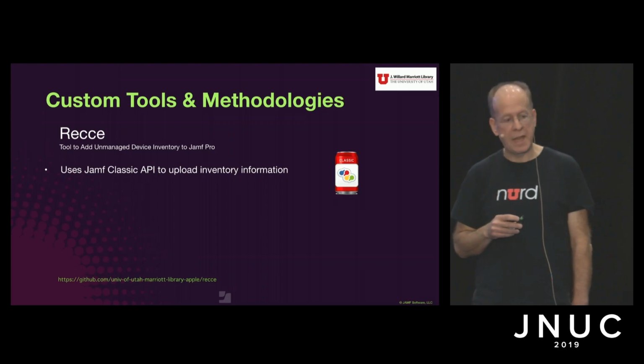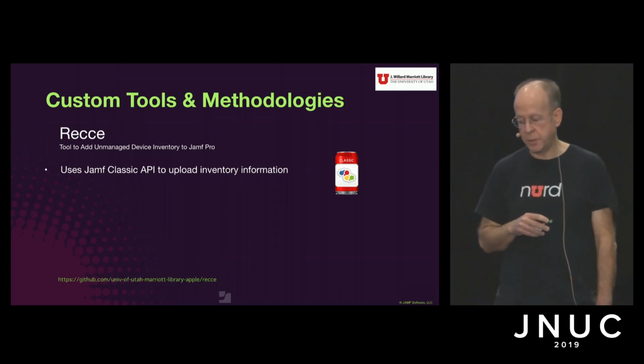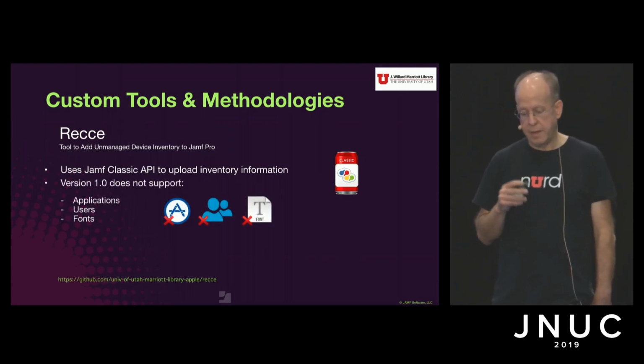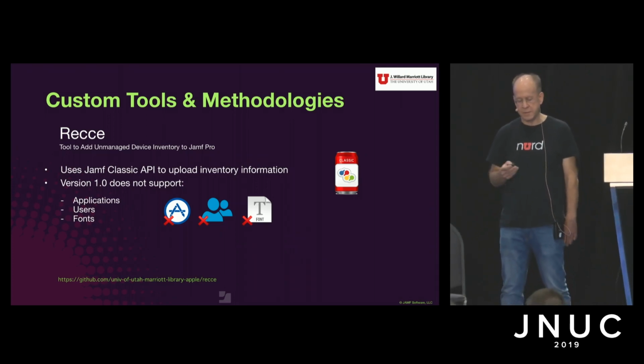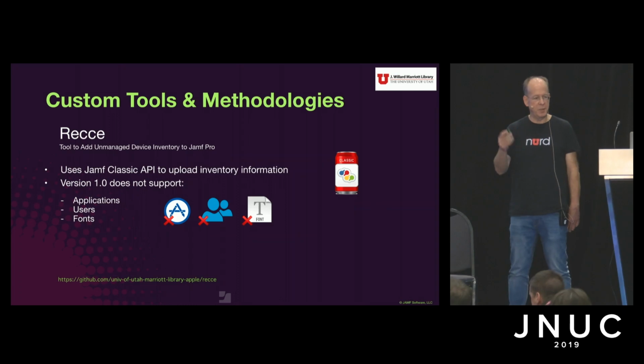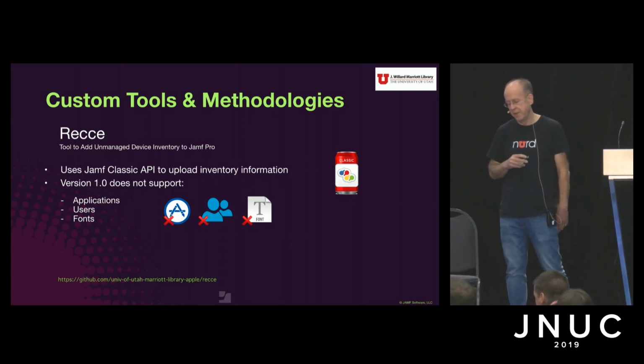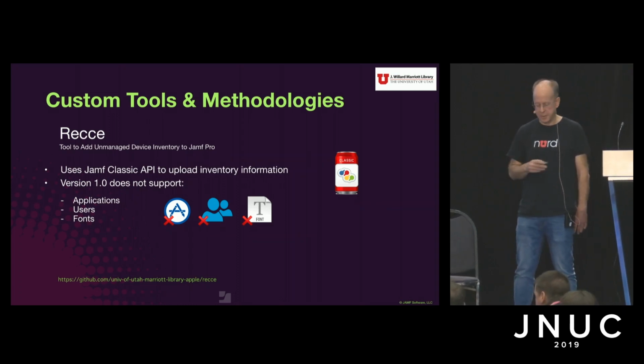It uses the Jamf Classic API to upload inventory information. Version 1 doesn't support applications, users, or fonts. If you want that solution, it's open source. You can do a pull request and help us out with it. But right now, we're just doing hardware.